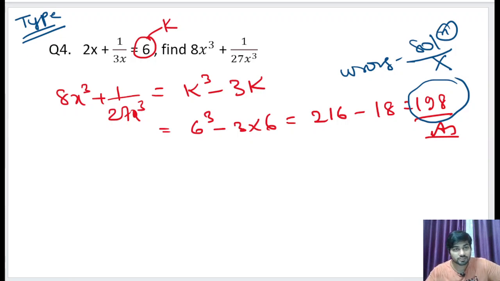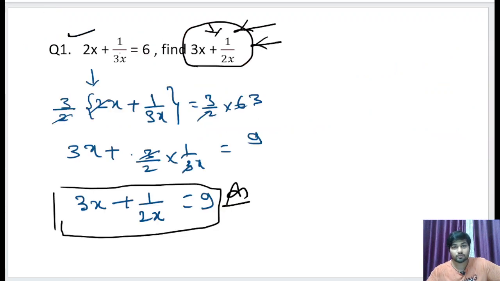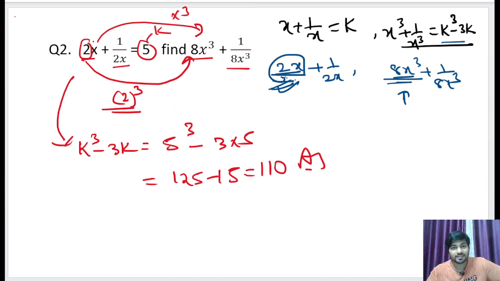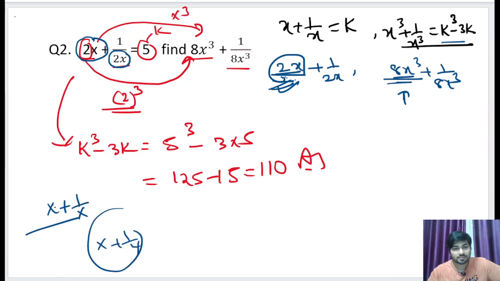See, what I told you yesterday and right now, I told you in this question that this value and this value must be the same. What is our expression? It is x plus 1 by x. It is not x plus 1 by y. This x must be the same as this. This coefficient must be the same as this.